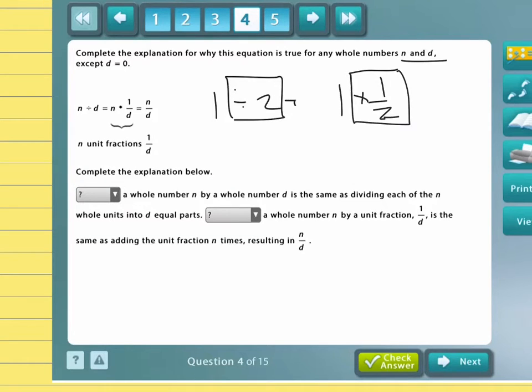So when you do the keep change flip, then you end up with n divided by d, or n over d. Dividing a whole number n by a whole number d is the same as dividing each of the n into d parts.